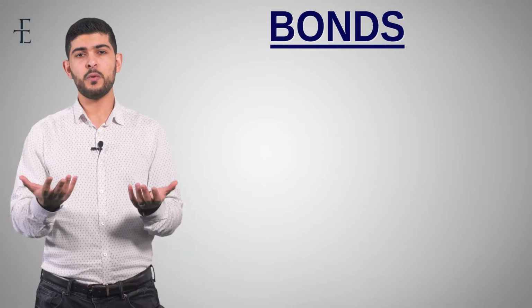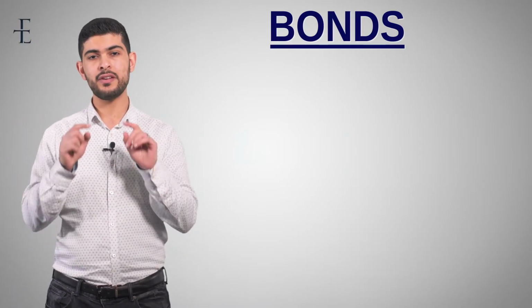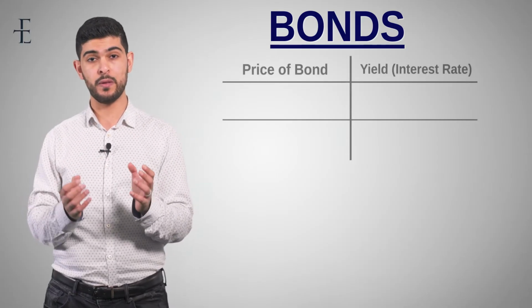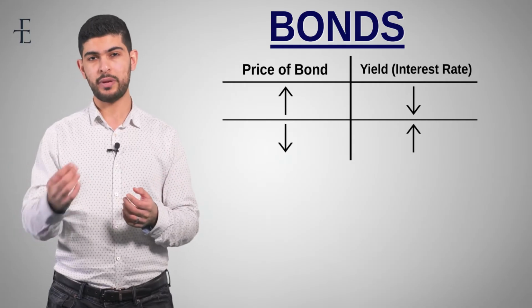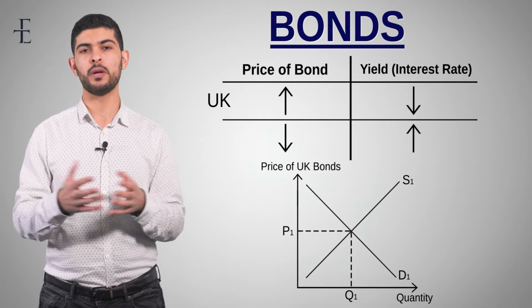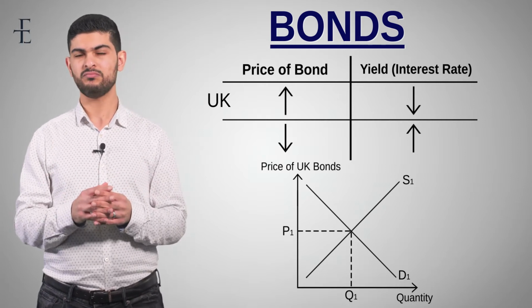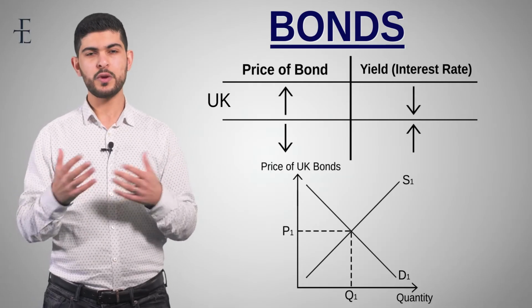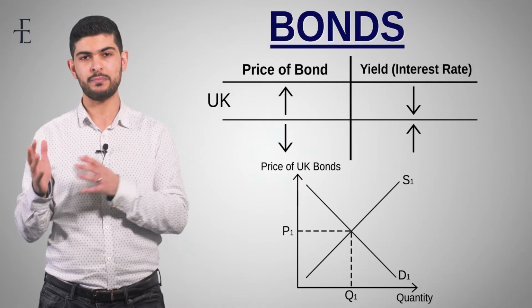Now, one of the most important relationships you need to understand when it comes to bonds is that there is an inverse relationship between the price of a bond and the interest or yield that that bond pays out. Let's think about why. If you were to lend money to the UK government, would you expect to get your money back? Well, probably. The UK has never ever defaulted on its debt. In other words, they have always paid their debts back.